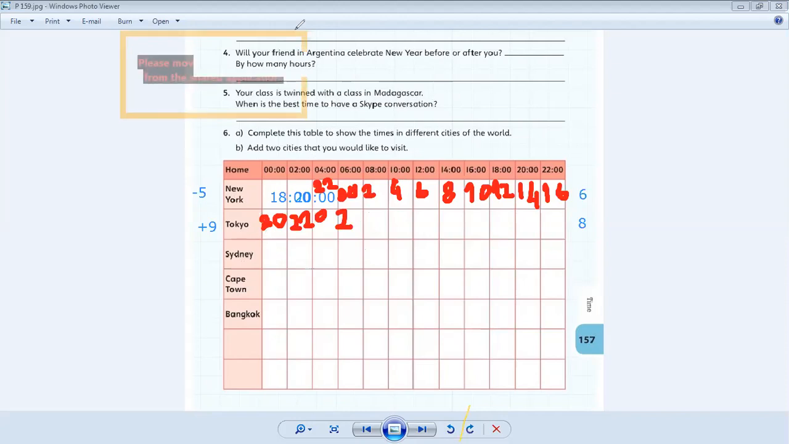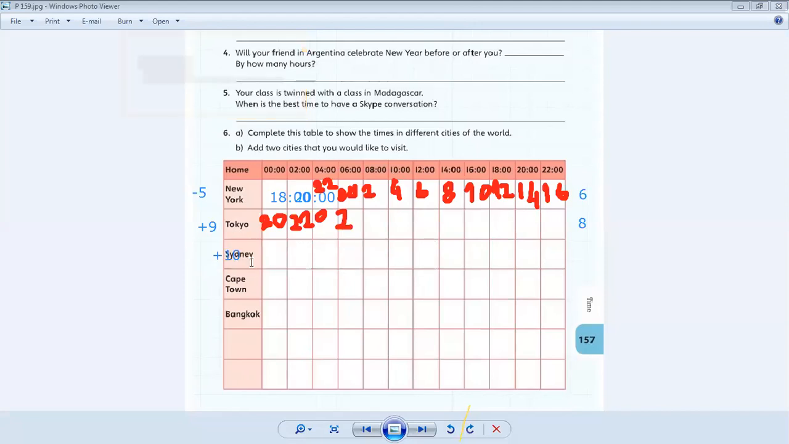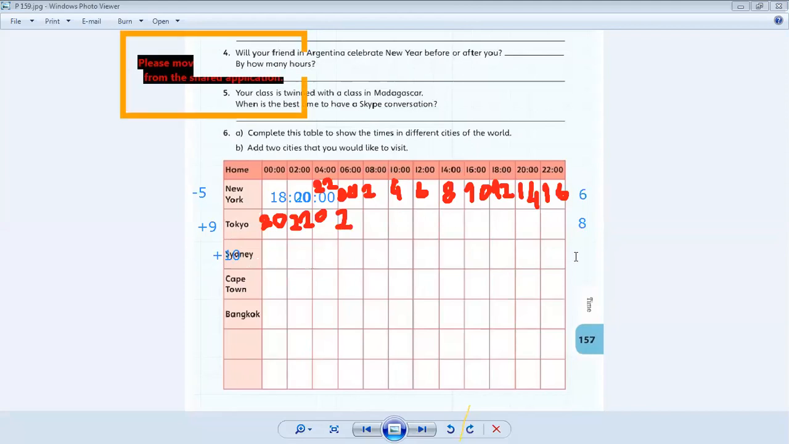Let's go to Sydney. Just to find out the numbers of where they are. Sydney is in Australia, and the time zone is plus 10. Okay, I'm gonna write here plus 10. What is the difference between Sydney and Libya? Plus 10 and plus 1, how many hours? Plus 9 hours. We have 9 hours.